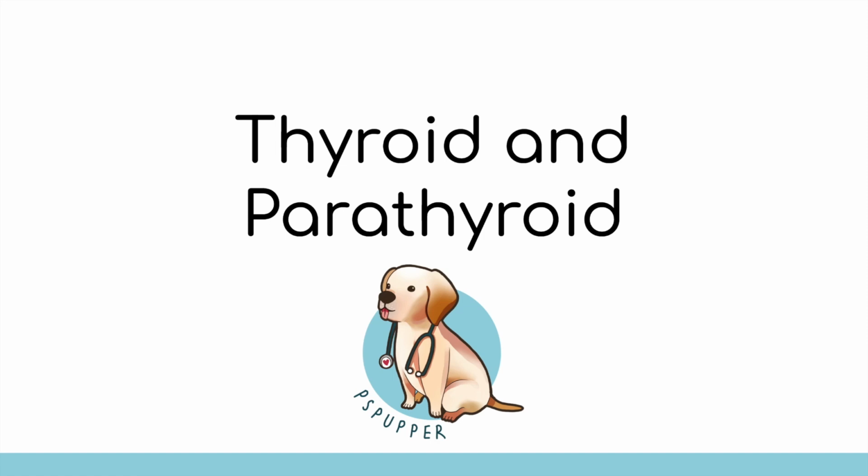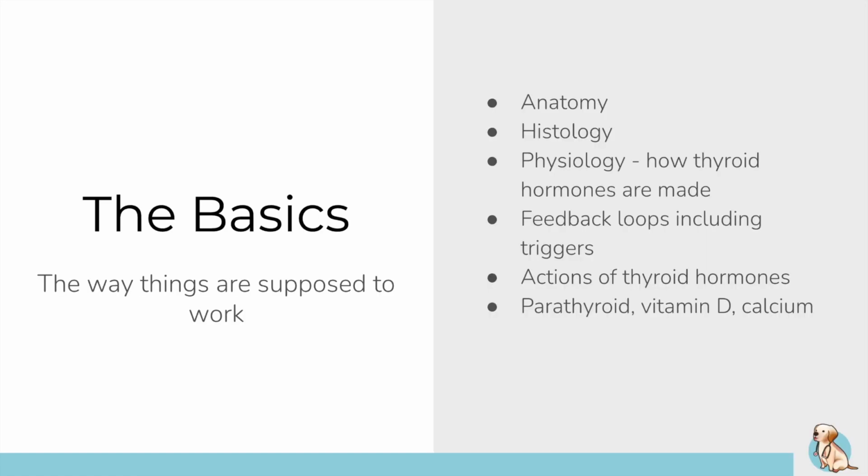Thyroid and the parathyroid glands. So first we're going to cover the basics, so how things are supposed to work, including anatomy, histology, physiology, feedback loops, and the actions of the thyroid hormones and parathyroid hormones and related hormones.